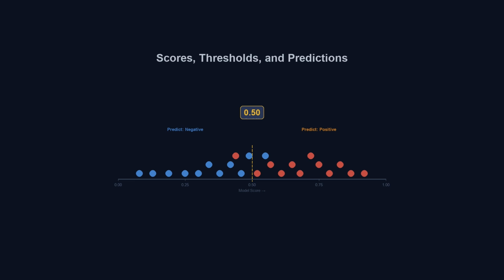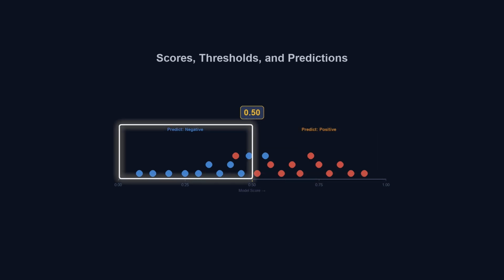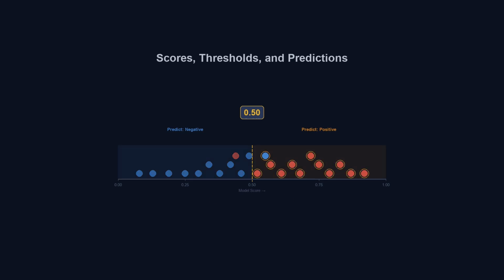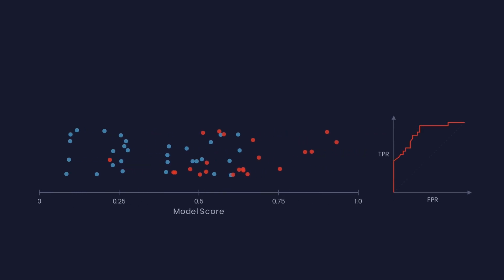To turn that score into an actual prediction, you choose a threshold. Above that threshold, you predict positive. Below it, you predict negative. And that threshold matters. If you set it high, the model becomes more conservative about calling something positive. If you lower it, the model becomes more permissive. So when we evaluate a classifier, one important question is not just how it performs at one threshold, but how its behavior changes as we move that threshold up and down. That is the context for ROC-AUC.